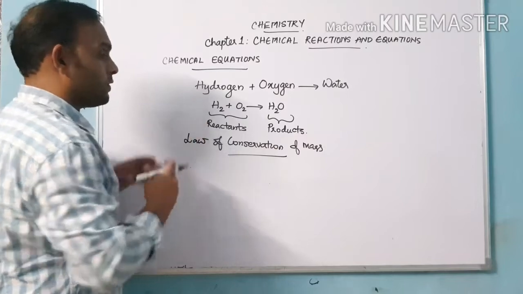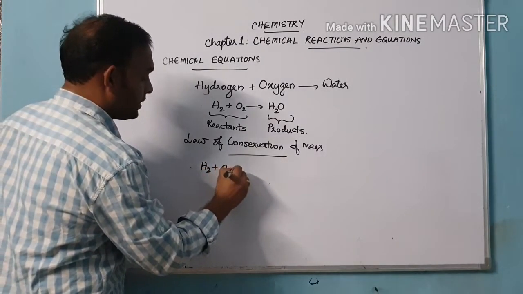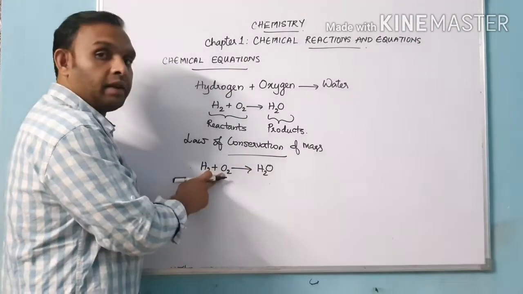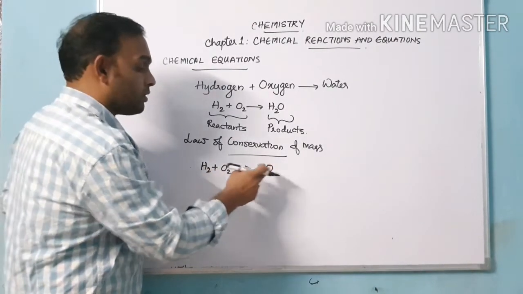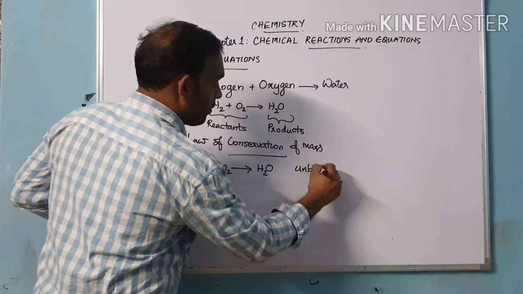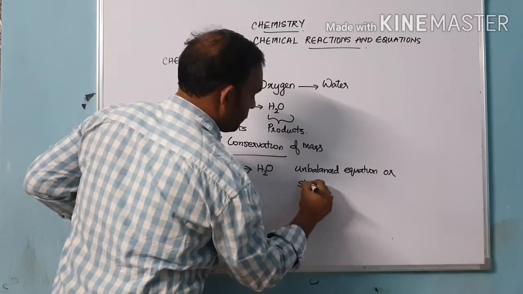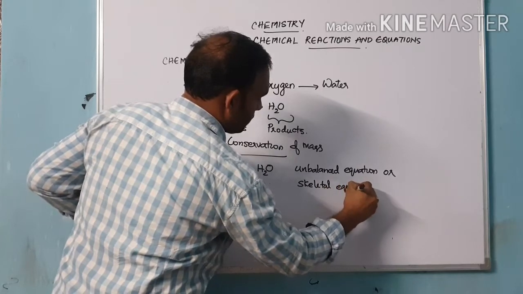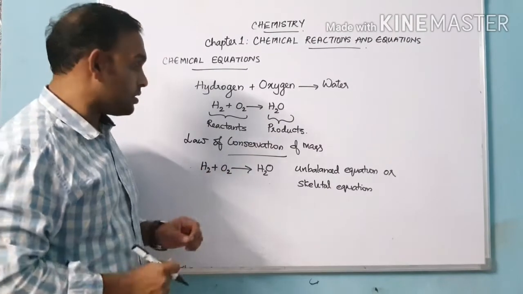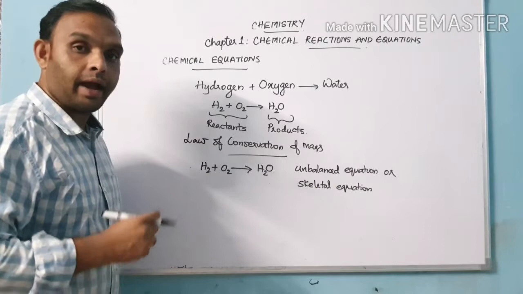So, if you consider this reaction, hydrogen plus oxygen gives water, you can find a dissimilarity in this equation, which we have already discussed. The number of oxygen atoms in reactants is not equal to the number of oxygen atoms in products. So we call this an unbalanced equation or a skeletal equation. All unbalanced or skeletal equations should be balanced. Why? Because they should follow the law of conservation of mass. So let's see how to balance an unbalanced equation.